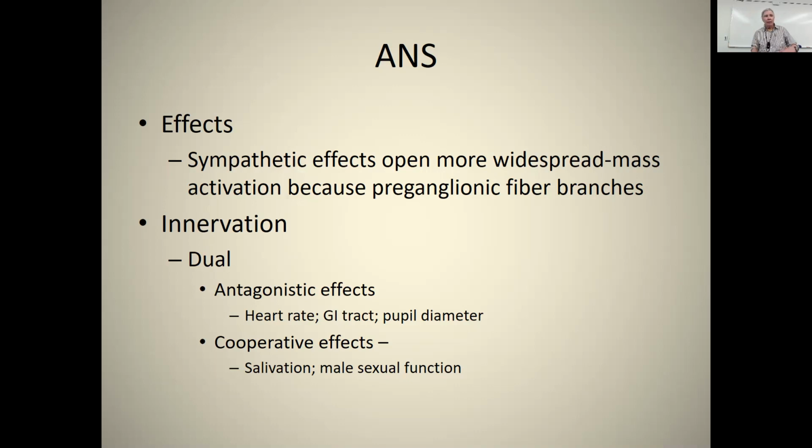Sometimes it's cooperative. Salivation: both work together to allow you to make saliva, but the sympathetic nervous system causes saliva to have more mucus in it. So when you're scared or upset, your mouth feels dry, not because you're not making saliva, but because you're making a more mucousy saliva. And male sexual function: I think the parasympathetic nervous system is needed to get an erection, and the sympathetic nervous system is needed to help in ejaculation. So they work together in male sexual function.